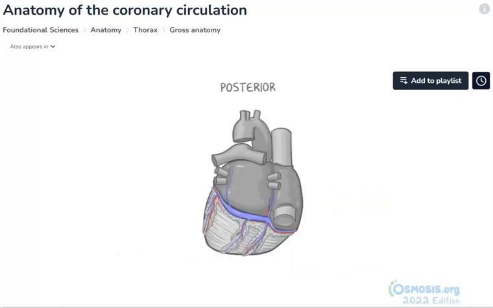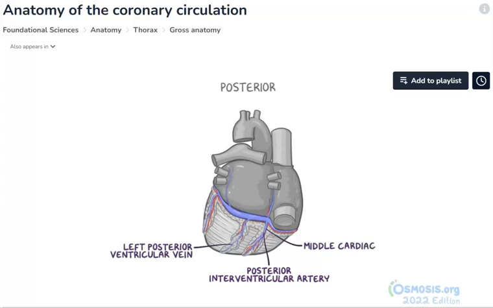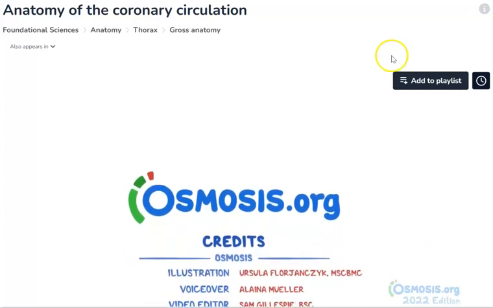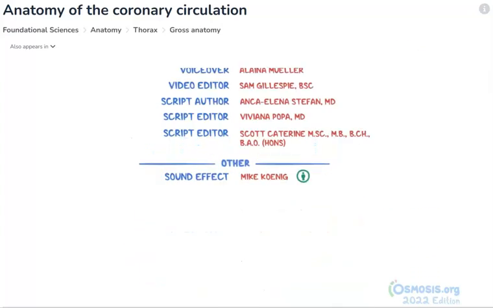On a posterior view, you can see the left posterior ventricular vein, the posterior interventricular artery, the middle cardiac vein, and the coronary sinus, which collect most of the venous drainage. So that was a great description for us of the coronary arteries and the coronary veins.